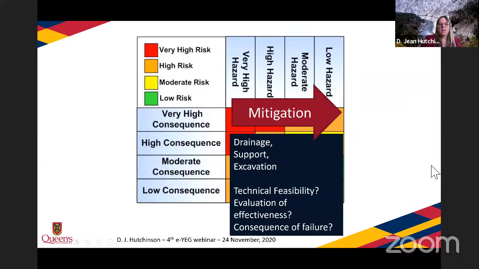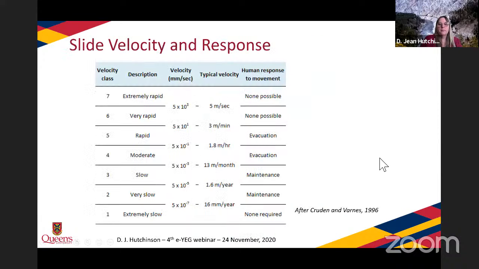We can also think about mitigation, so to change the hazard level. And in doing so, we can think about putting in drainage for some of the very large slopes, support, excavating materials that are problematic. And the questions here are, are these technically feasible? How effective would these approaches be? And what would the consequence of failure be as you modify the potential for the hazard?